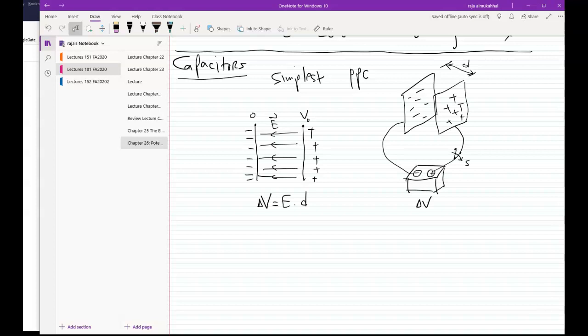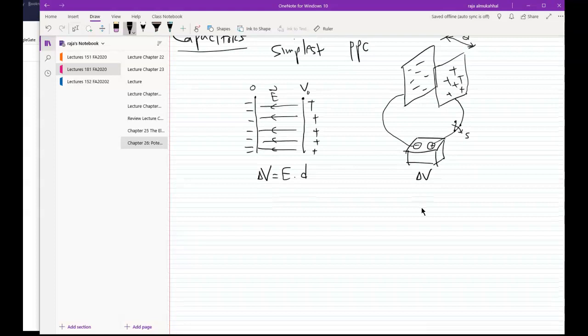Okay, we define what is called the capacitance. The capacitance is the ability to store charge. Okay, capacitance is the ability to store charge. So the larger the number, the larger the capacitance. And the capacitance is equal to the ratio of the charge on the capacitor to the voltage.